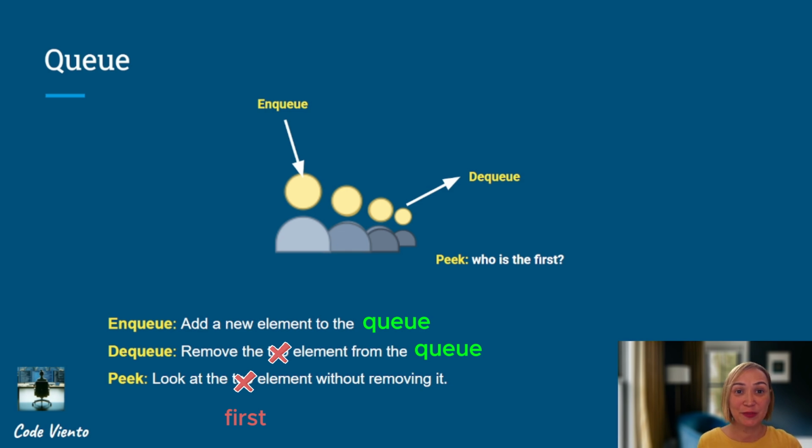Think about a printer queue. Print jobs are added to the queue, and the first job to be added is the first one to be printed. Task scheduling in a computer also uses queues. The first task to be scheduled is the first to run.